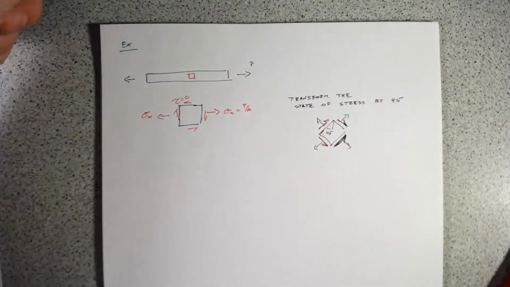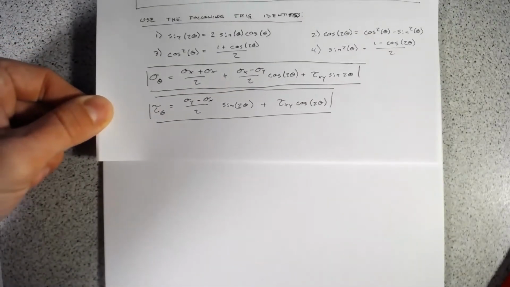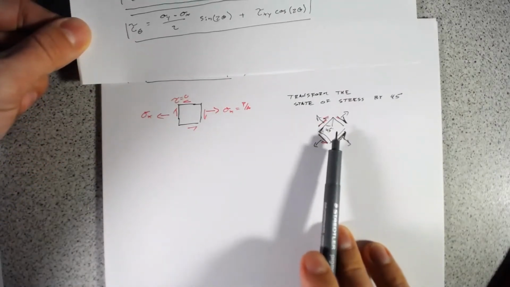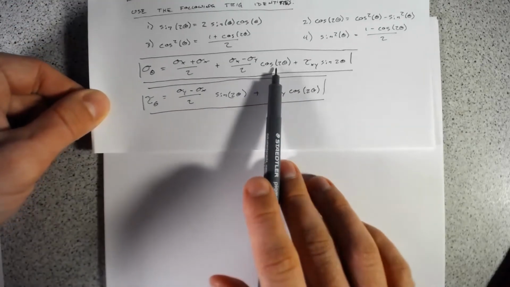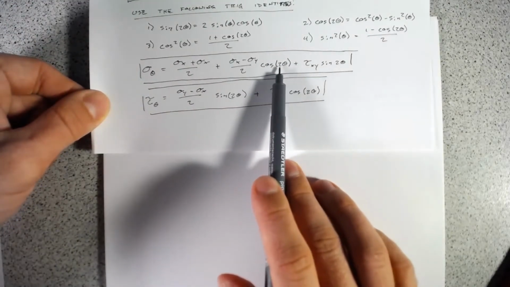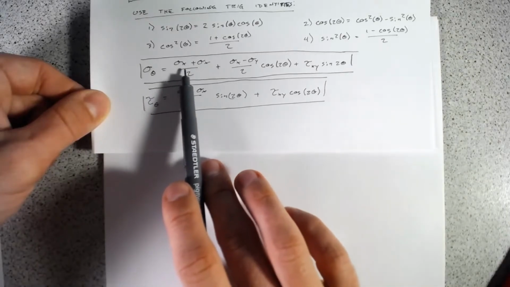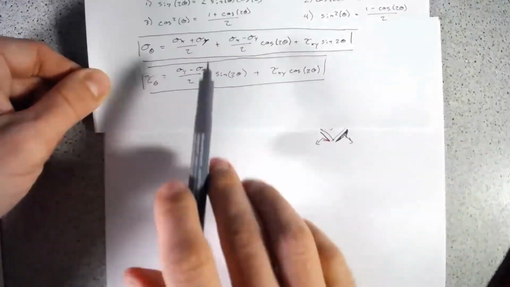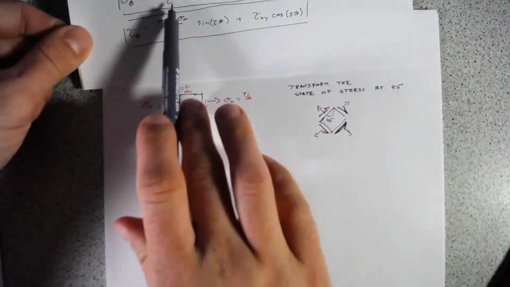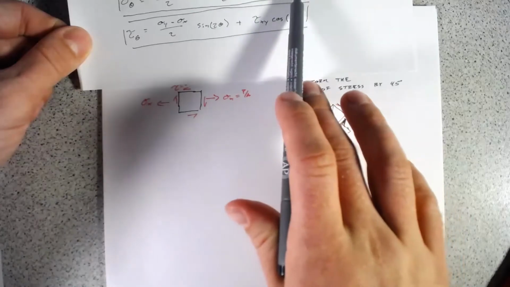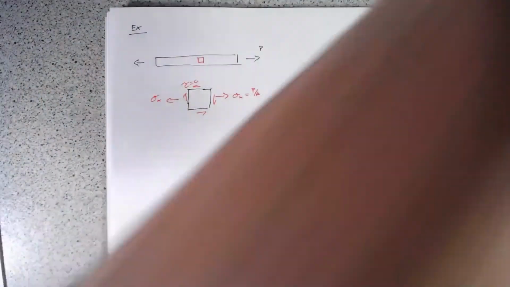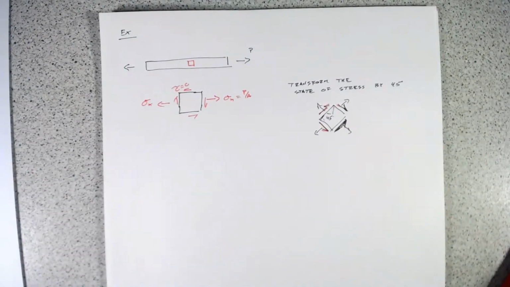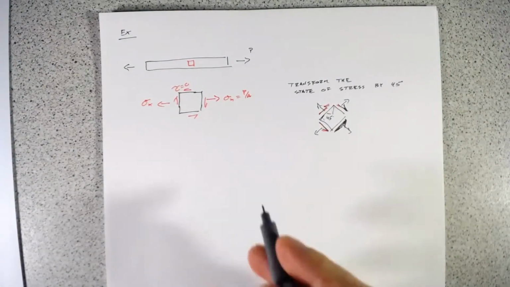And as I said, this is more an illustrative example just to show how this will work. So here are our two equations that we're going to use. Really all we're going to do is, we've transformed it by 45 degrees, so we just need to throw 45 degrees into theta, and then take our x and y normal stresses, plug them in, and our shear stresses, plug them in. So we'll show you how that works.